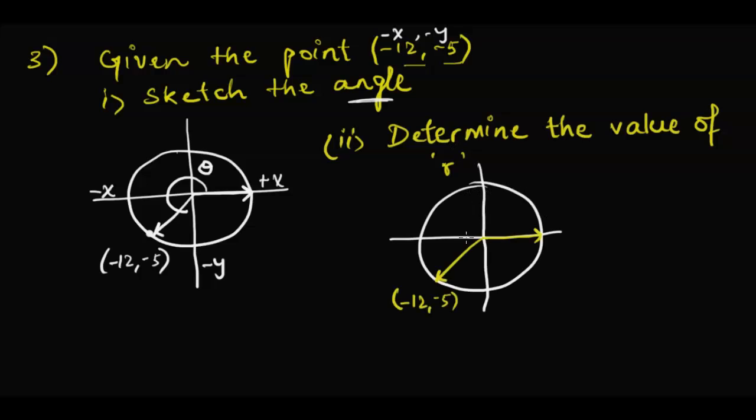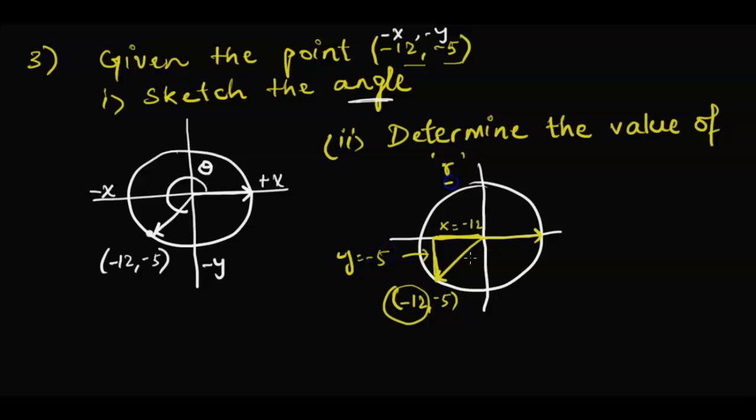Now to determine the value of r, we have to take this point and extend it towards the x-axis. The point is always extended towards the x-axis in order to complete the triangle. So remember, the x value of this triangle is going to be equal to the coordinate value of the point, that is -12, and the y value would be equal to the coordinate value of the point, that is -5.